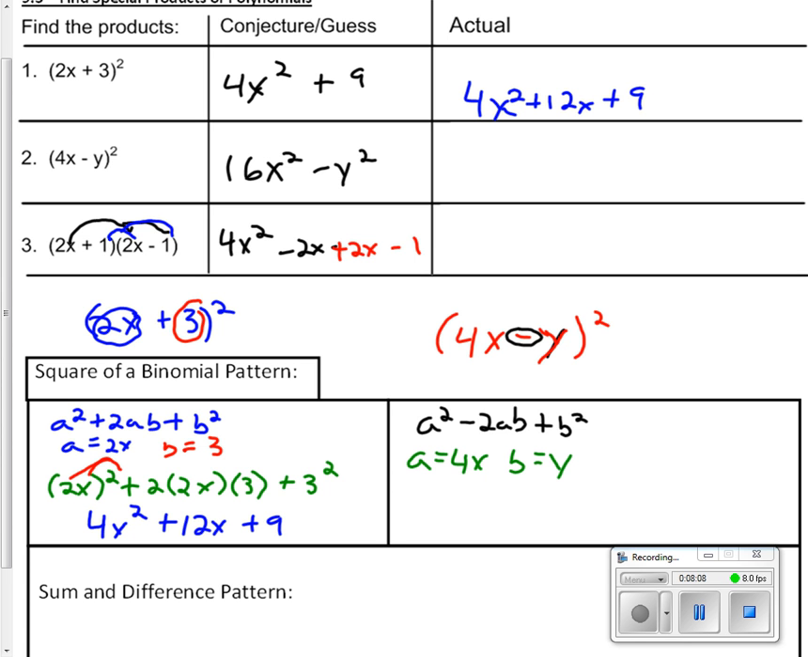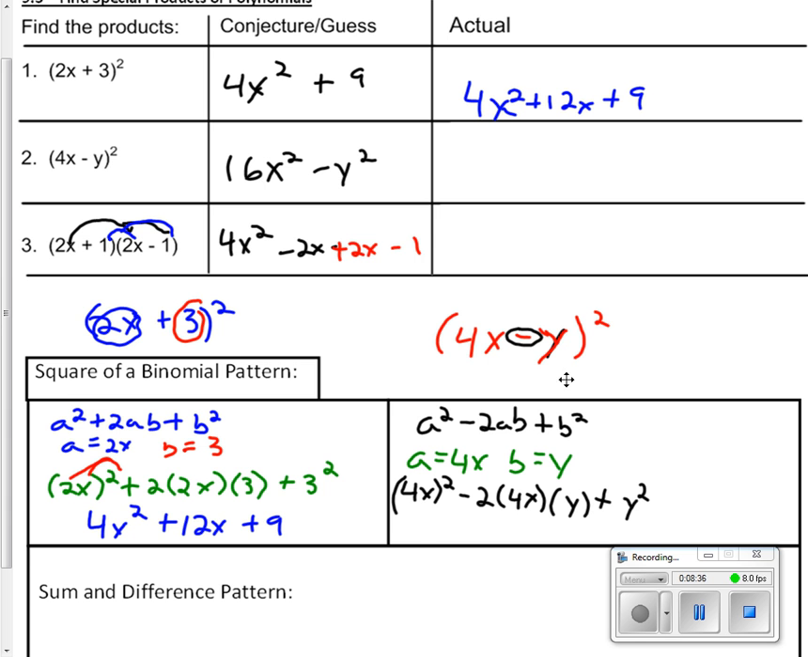So when we're going through now, doing the same thing, I've got 4x, the quantity squared, because that's my a term, minus 2 times my a term, 4x, times b, which again is a positive y, plus my b squared, which is y squared.